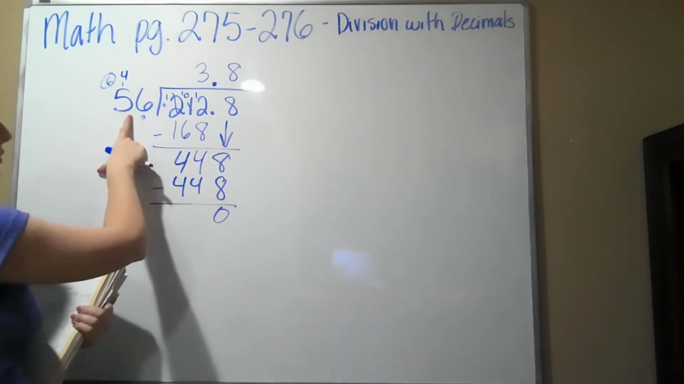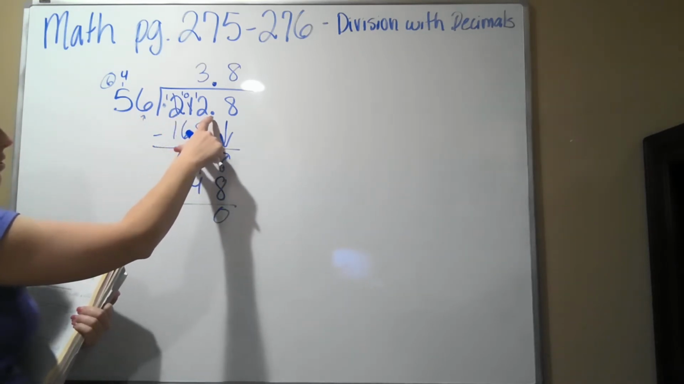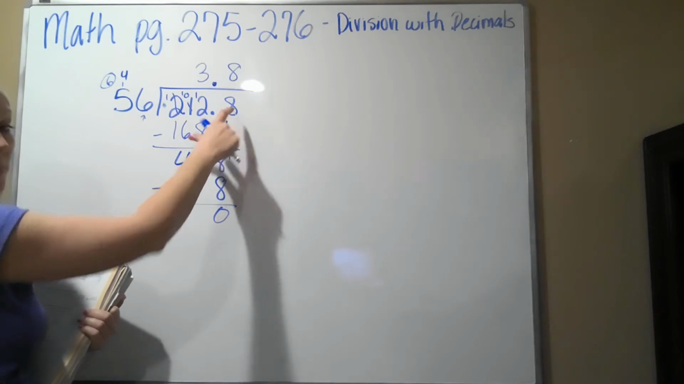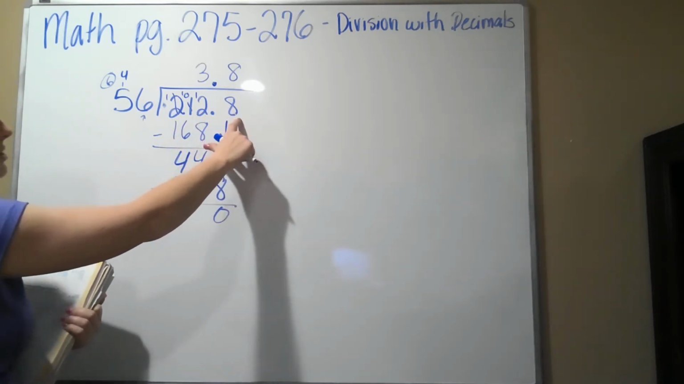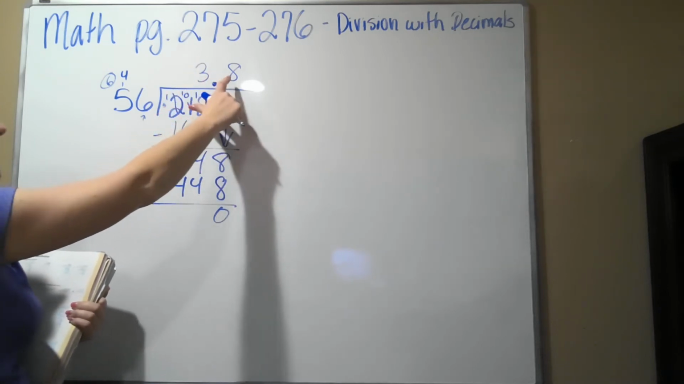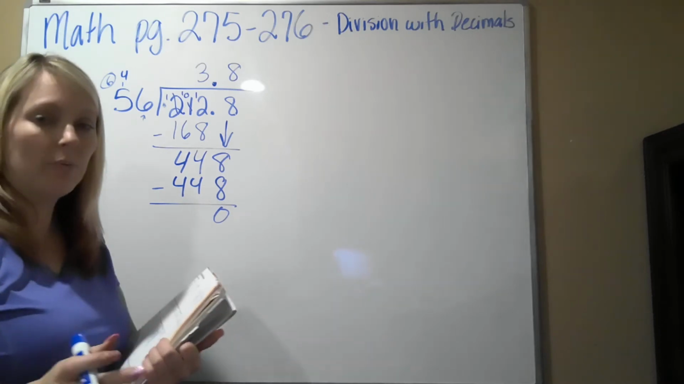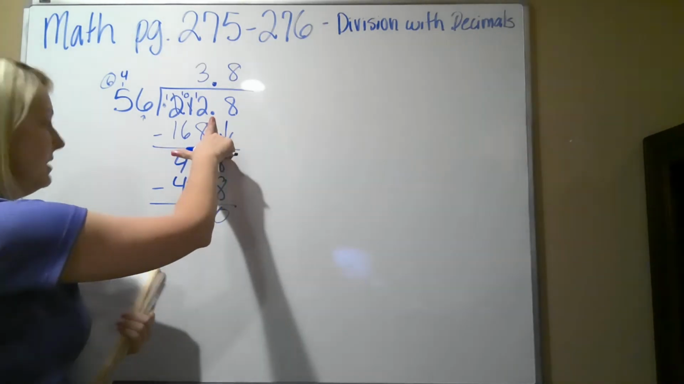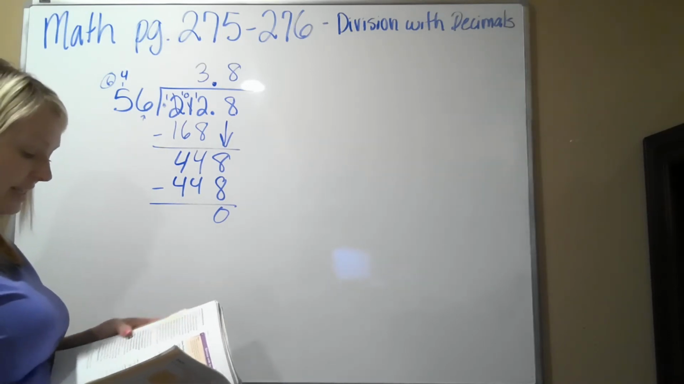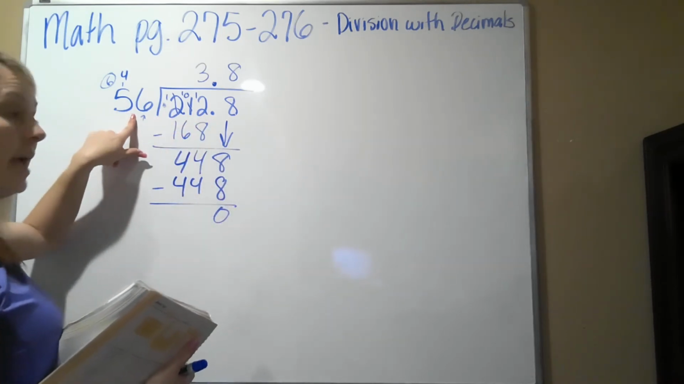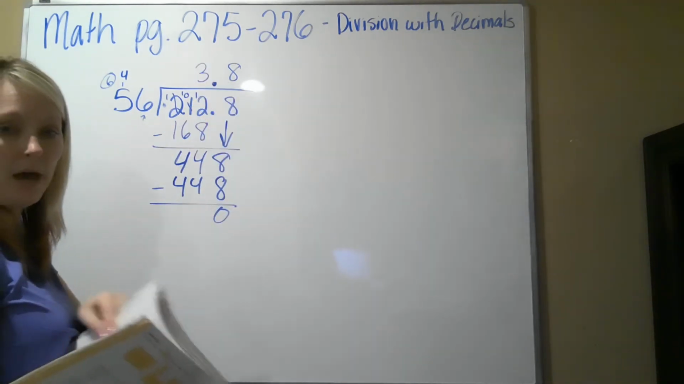So we know that 56 goes into 212 3 and 8/10 times, because remember, that would be like making it a fraction. We're going to read it as 8/10, right? That's our decimal, 8/10. I know that sounds kind of weird, right? But just remember that when you have a decimal in the dividend, but you don't have a decimal in the divisor, it automatically goes straight up.